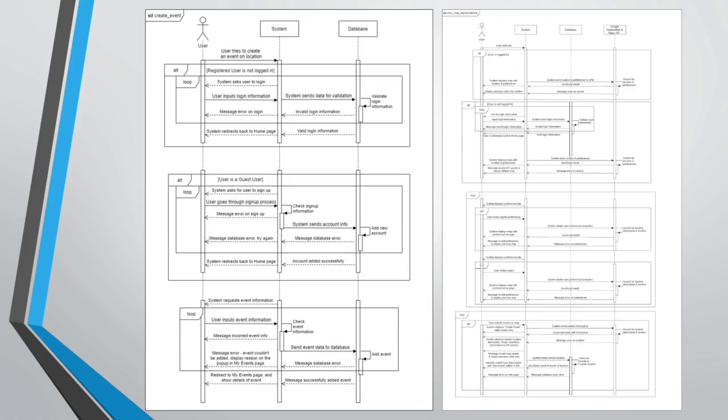I wanted to use these as a blueprint for the features that I'd be working on. Two of them are shown here, one for creating an event and one for viewing a map as a registered user. This is the first time I've done this kind of thing. I didn't know how to make UML sequence diagrams before, but as you can see, I got the hang of things pretty quickly.